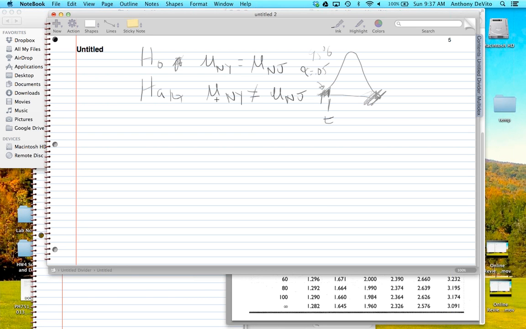Let's say we have our two samples. One sample has a mean of, say, 180. That's New York. New Jersey has a mean of 200 in our sample, of course, and our sample size is equal to 100.